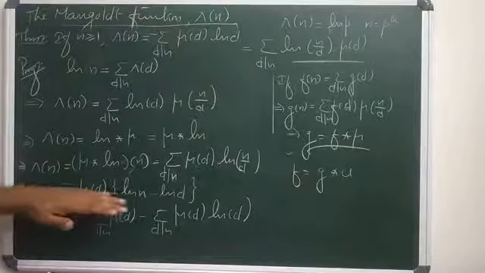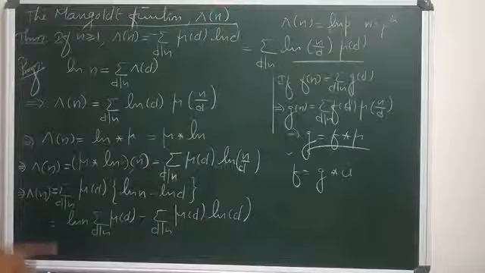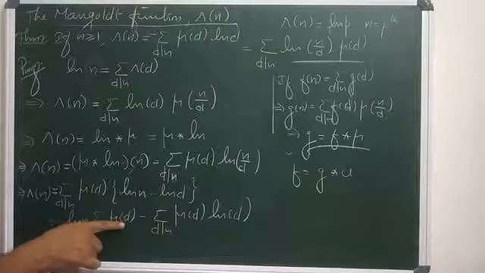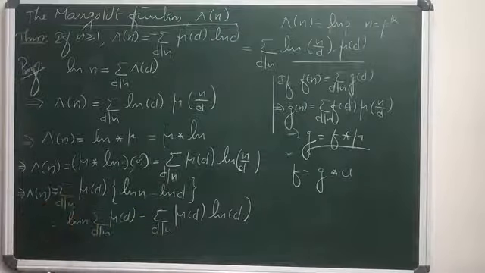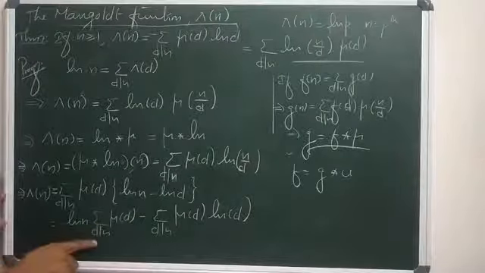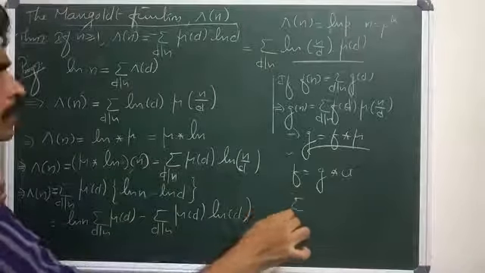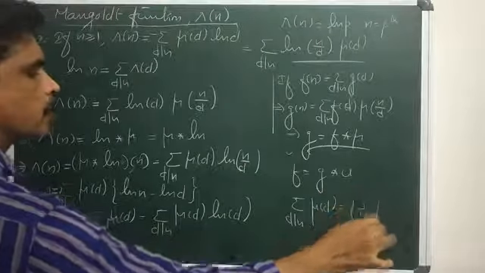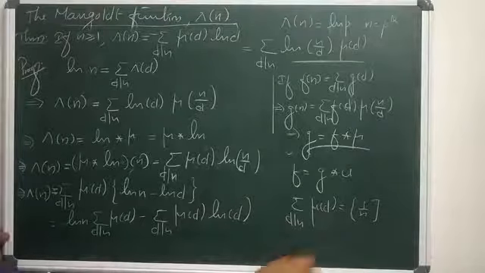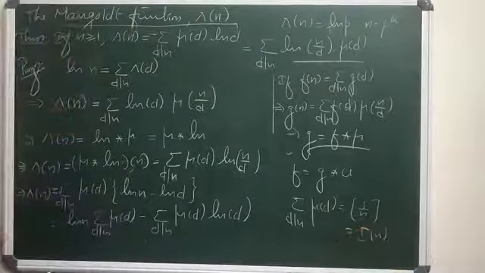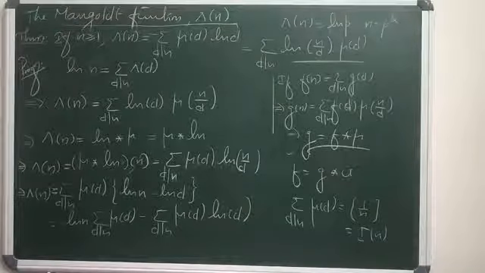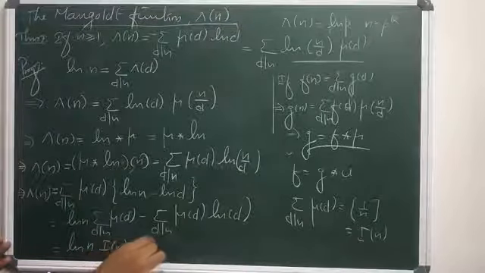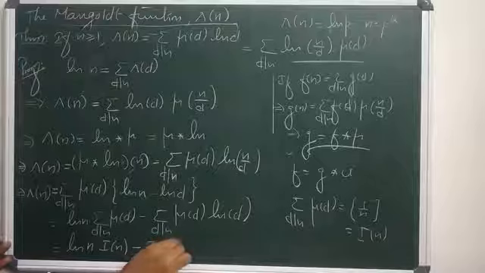Clear? We can distribute this mu of d. Open this bracket. That is sigma over d divides n, mu of d into log n. That is log n into sigma over d divides n, mu of d, minus sigma over d divides n, mu of d into log d. But what is sigma over d divides n, mu of d? This is a familiar, proved result: sigma over d divides n, mu of d equals the greatest integer part of 1 by n, or it is nothing but I of n. So this is log n into I of n, minus sigma d divides n, mu of d into log d.